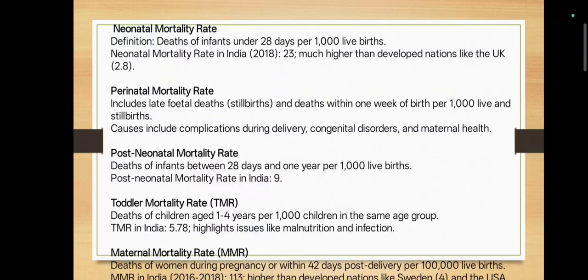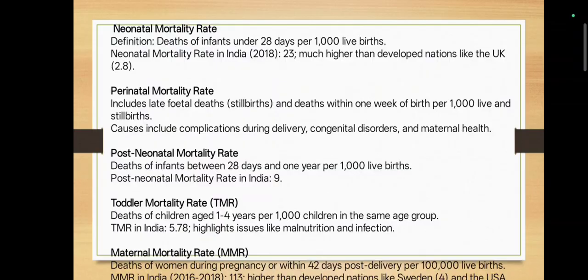Next is neonatal mortality rate, which measures deaths under 28 days, which was 23 in India compared to just 2.8 in the UK. Perinatal mortality includes stillbirths and deaths within 1 week of birth, often due to complications during delivery or congenital disorders. Post-neonatal mortality is deaths between 28 days and 1 year, which was 9 in India. Toddler mortality rate, deaths of children aged 1 to 4 years, was 5.78, highlighting issues like malnutrition and infection.